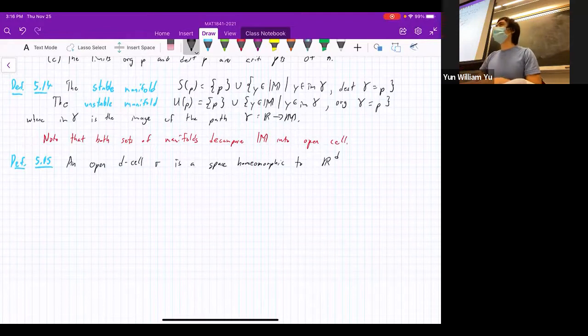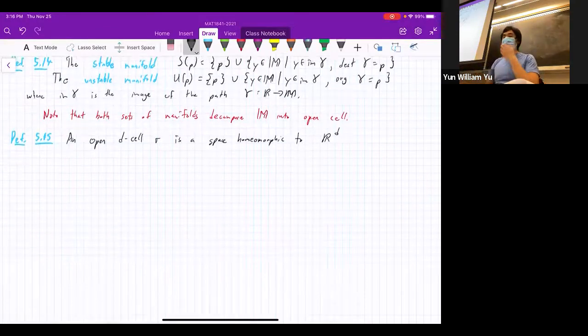Okay, did that sort of make sense? So you have this decomposition, and it turns out when you do this decomposition, every single one of these, the stable and unstable manifolds, is actually a space that is homeomorphic to R to the D.